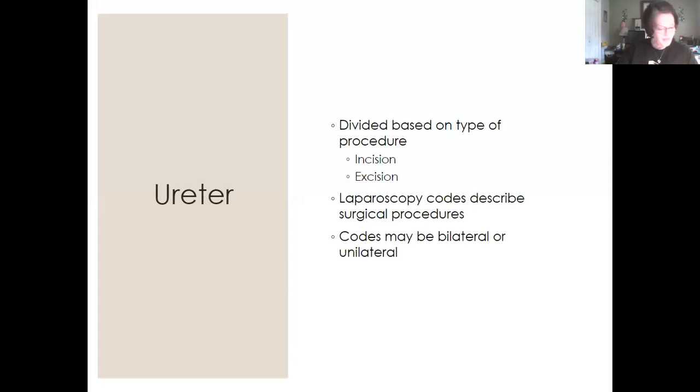Ureter. The ureter subheading includes codes from 50600 through 50980. The endoscopy codes in this subheading, 50951 through 50980, are used to report procedures that involve an established stoma. They're divided based on type of procedure, incision or excision. Laparoscopy codes describe surgical procedures, and codes may be bilateral or unilateral.